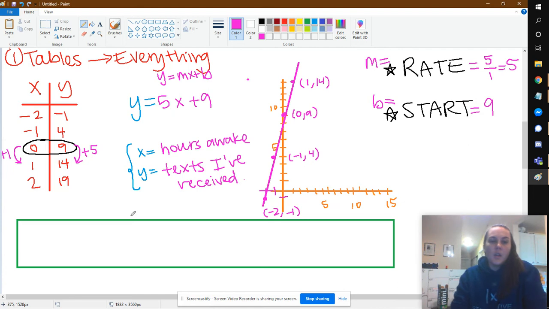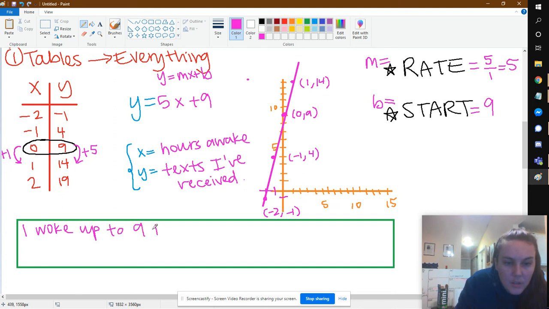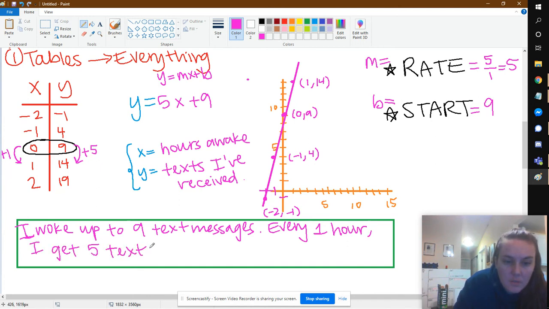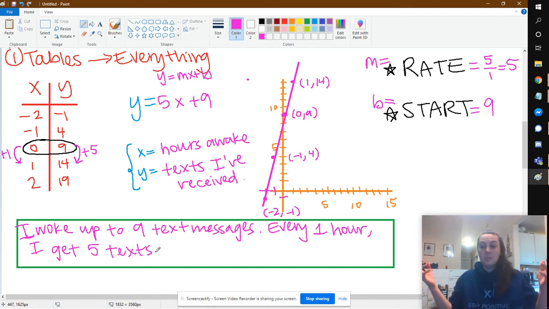So a nice scenario is I woke up to 9 text messages. It's like I woke up and my phone already had 9 missed text messages, and then every 1 hour I get 5 texts. Perfect scenario, good equation, good graph. So again, that's if we're given a table and we move into graphs, equations, and scenarios.